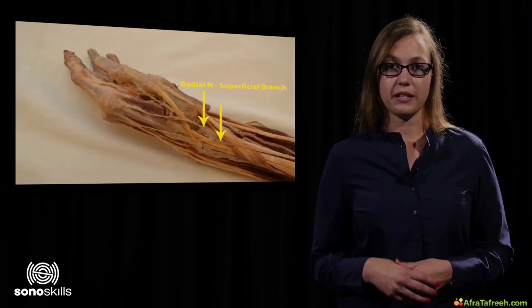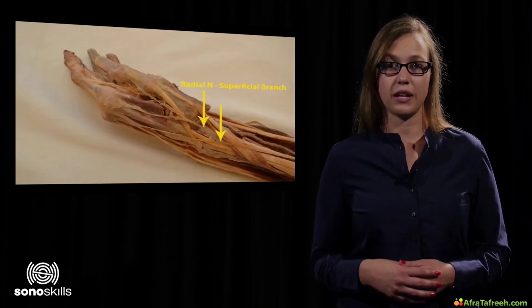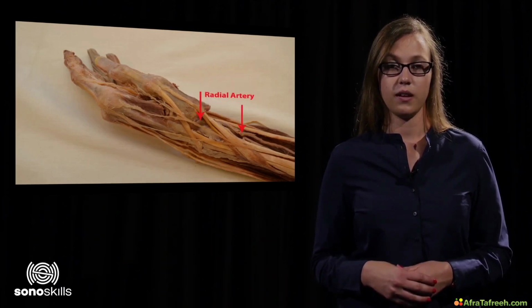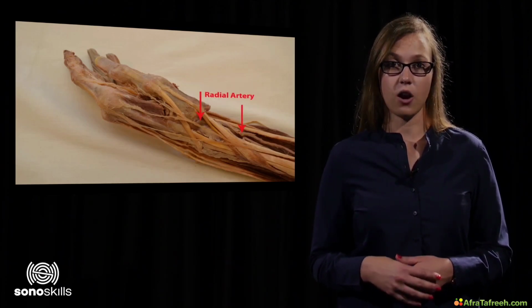The first compartment is innervated by the superficial branch of the radial nerve and vascularized by the radial artery.